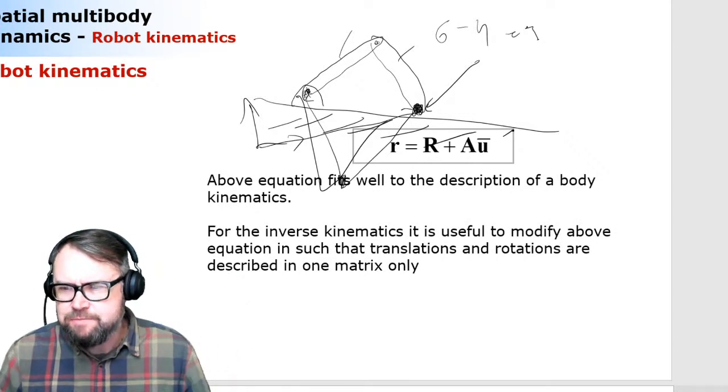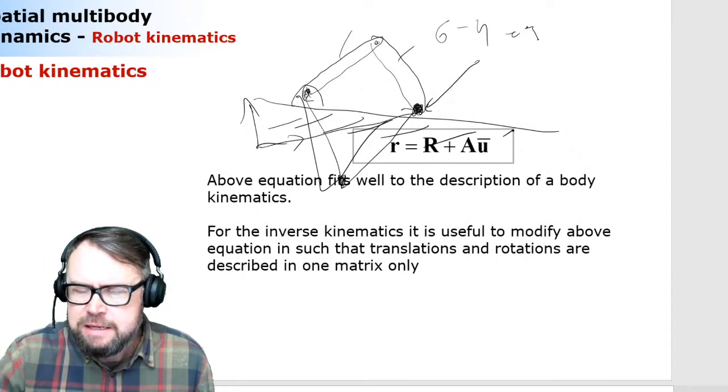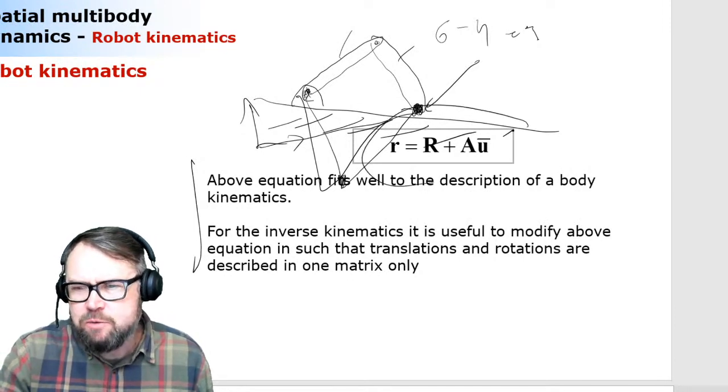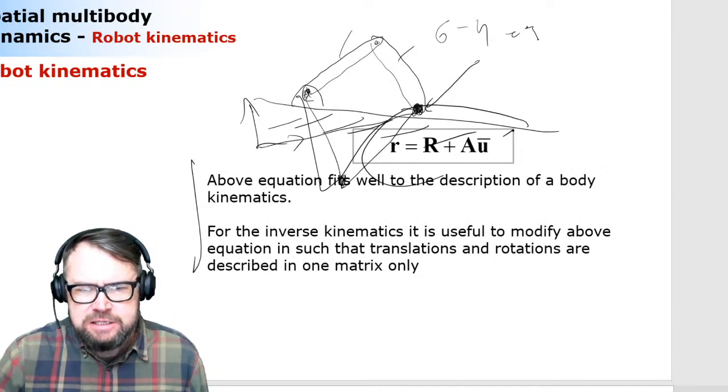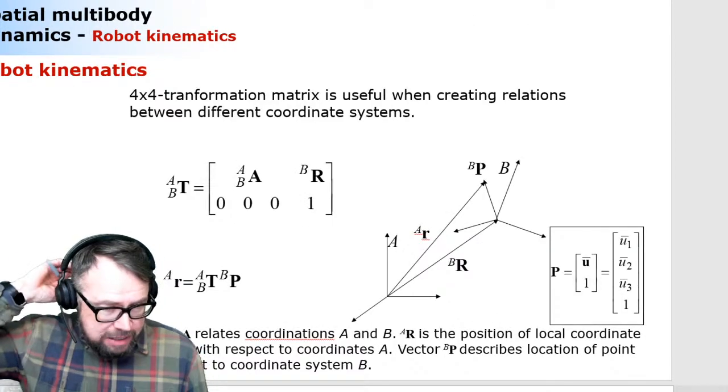Now, what we're going to do in robot kinematics is reorganize this representation, this kinematic representation.